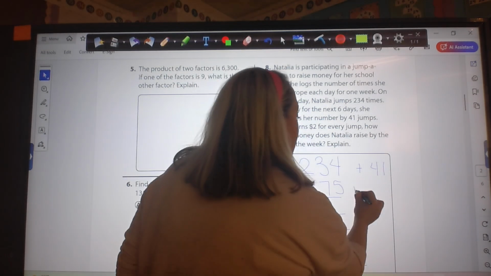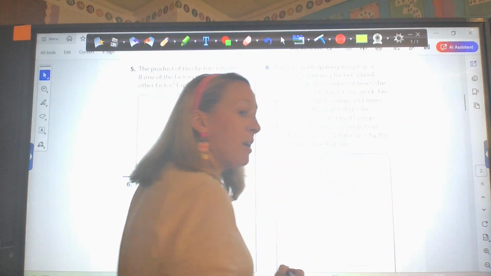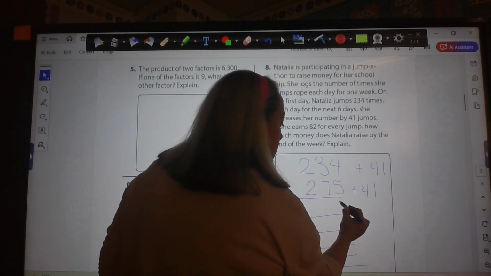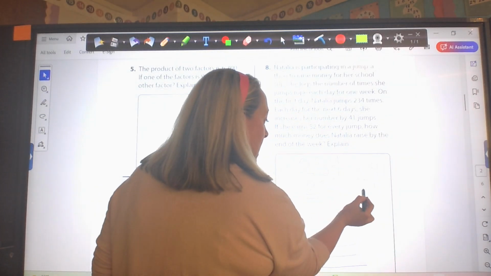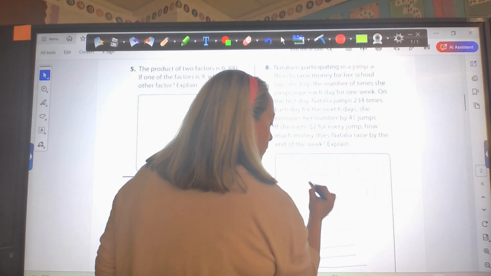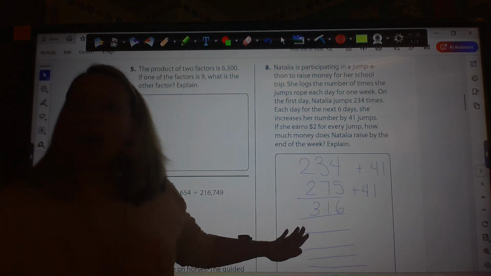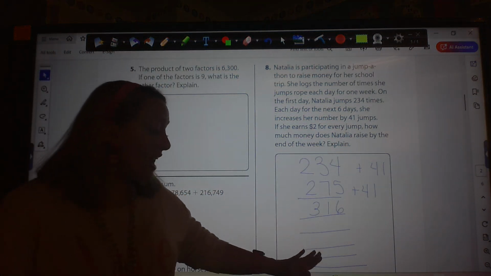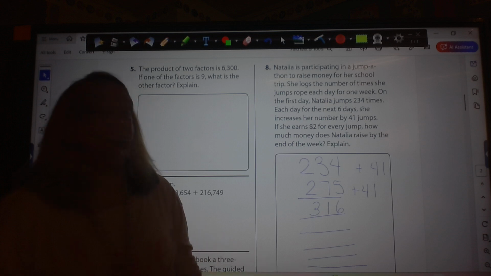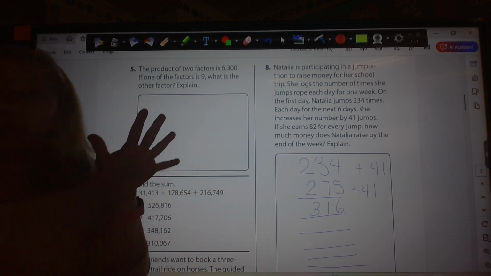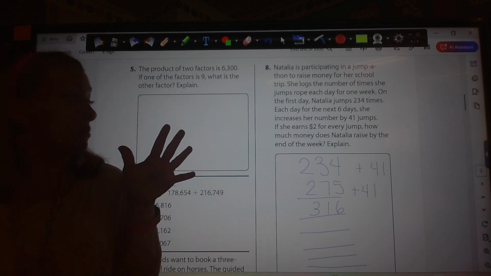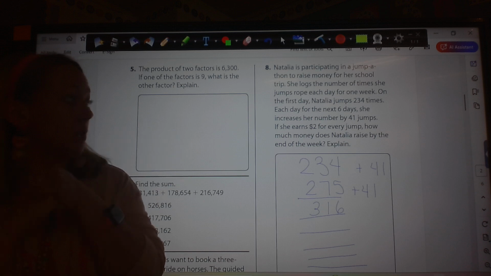I'm going to add 41 every single time. So this is going to be 6, 7, 8, 9, 10, 11. That's going to be 3. And I'm going to keep on going, adding 41 every single time until I have 7 numbers. Okay?